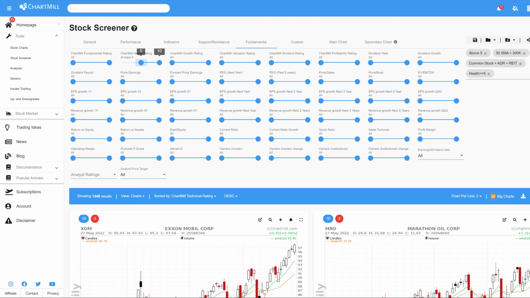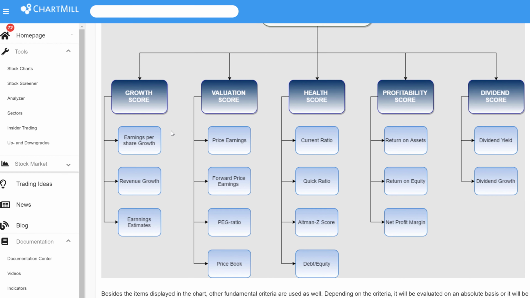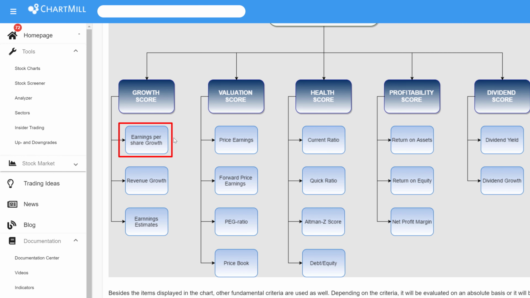And specifically for the selection of growth stocks, I then set the ChartMill growth rating at 7. The growth score is based on 3 specific ratios. The EPS growth, earnings per share, to find out the extent to which a company's profitability is increasing. The revenue growth, which is quite obvious. And then the earnings estimates. These are predictions by analysts about a company's future growth and earnings.